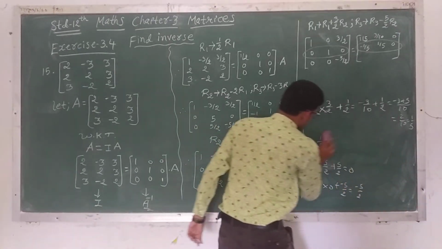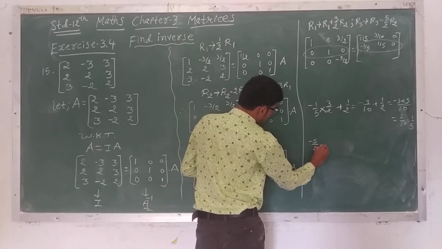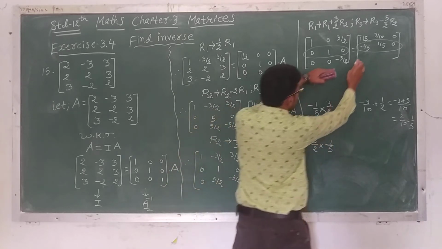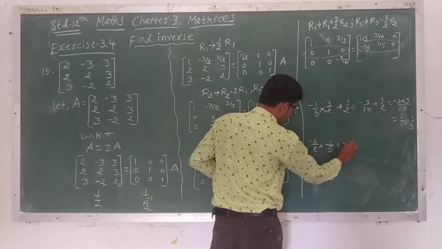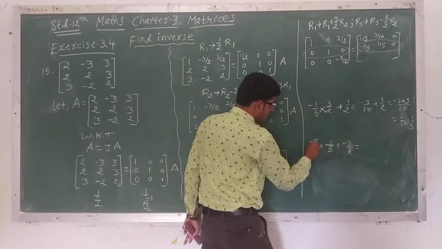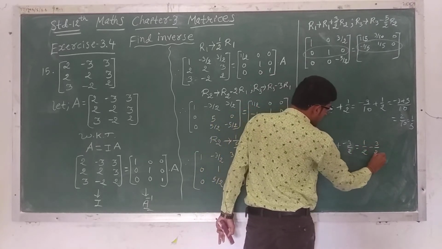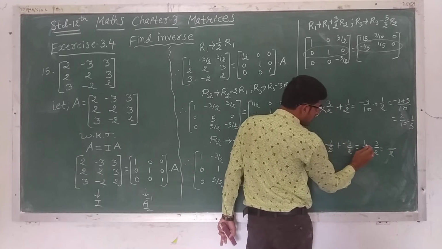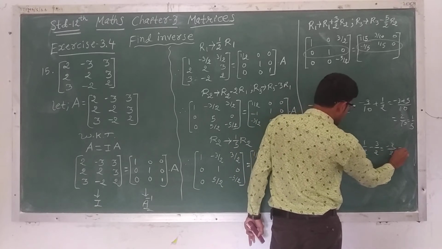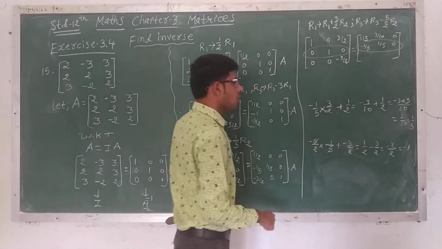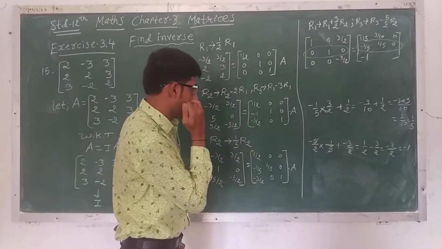So minus 5 by 2 multiplied by minus 1 by 5 and added to the third row. The third row entry is minus 3 by 2, so plus minus 3 by 2. Here the 5 cancels out, minus minus plus, so 1 by 2 minus 3 by 2. We take LCM 2. So 1 minus 3, so minus 2 by 2 is equal to minus 1. So here write down minus 1.